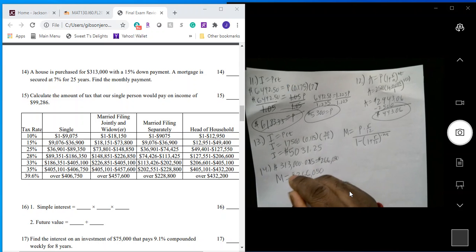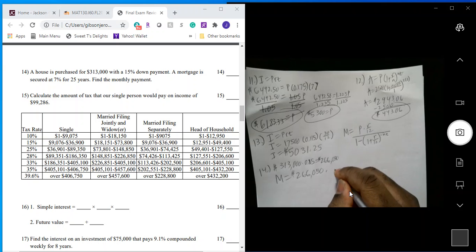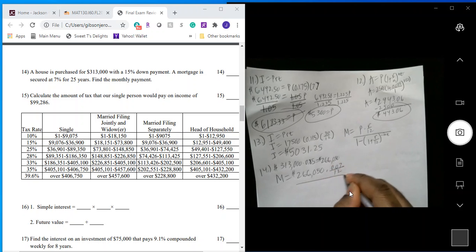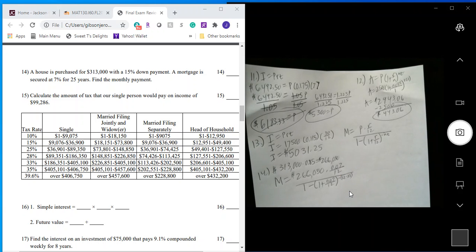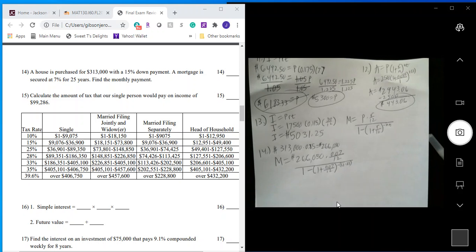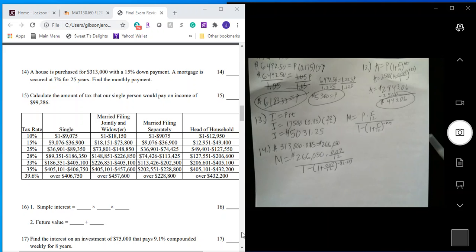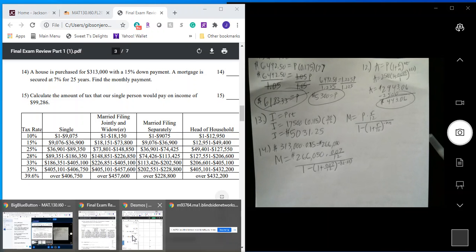$266,050. The rate is 7%, which is 0.07 divided by 12, all over 1 minus 1 plus the rate, 0.07 over 12, to the negative. Now it's compounded 12 times, but over 25 years. Now 12 times 25 actually would give us 300. So it's really like a negative 300. So we're going to put this in a calculator.